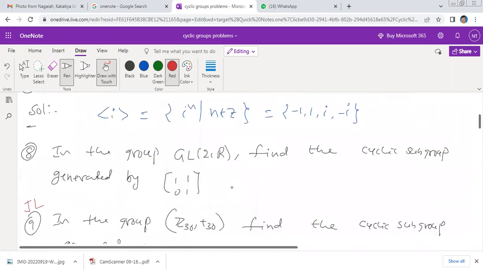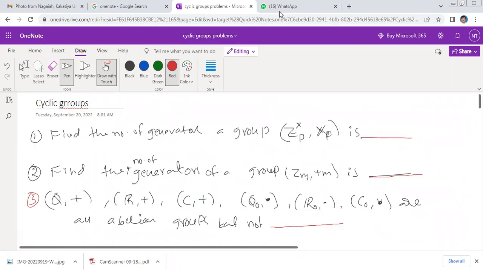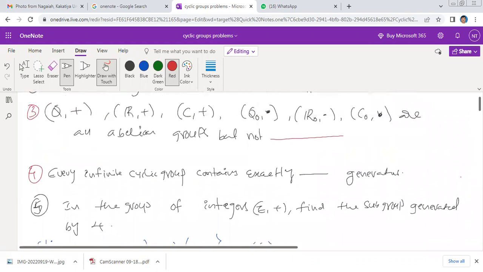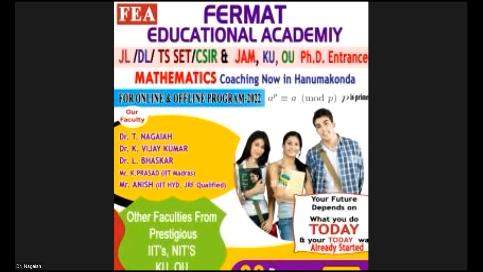కొన్ని క్వశ్చన్స్ రాశాను JL అని. నెక్స్ట్ క్లాస్ లో I will discuss this. Find the generators of a group. ఇన్ కేస్ మీకు ఇది పంపిస్తాను, మీరు ఏమైనా ఆన్సర్ ట్రై చేస్తారా? Okay sir, పంపించండి. పంపిస్తాను, ట్రై చేయండి. Yeah sir, continue sir.